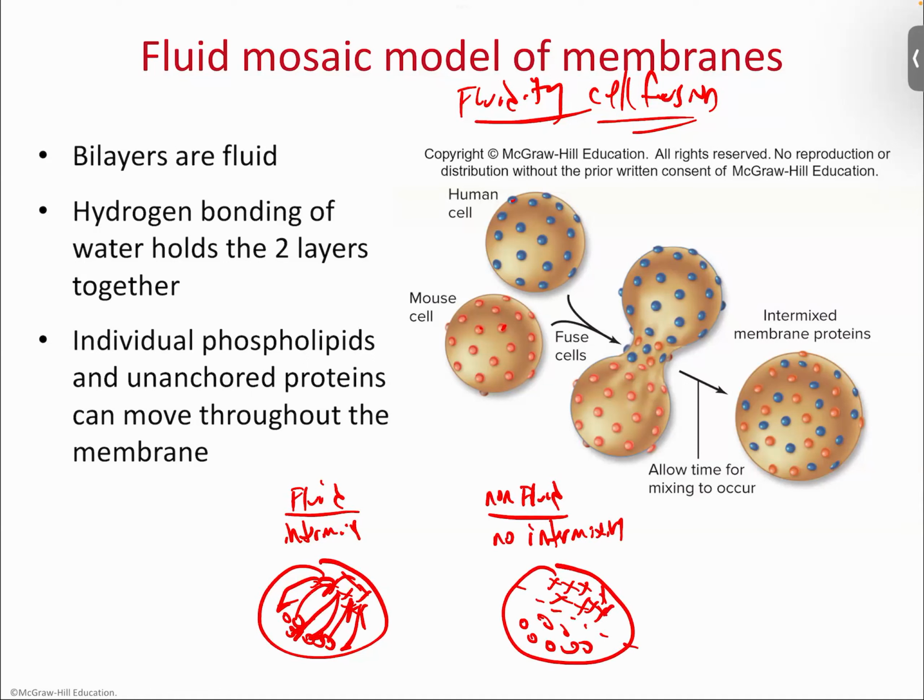So what did I do? I labeled my proteins, I fused the cells, and then what did I see? What I saw was mixing. So the human proteins were getting all the way over to the mouse side. The mouse proteins were getting all the way over to the human side. How did they do that? They had to move. That is to say, they had to drift. Just like if a raft goes from here to over here, how did it get over here? Because the water underneath it had to be fluid enough to move it around.